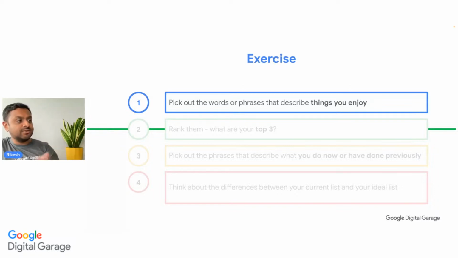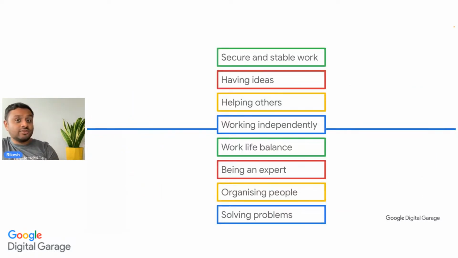As you can see here with number 1, it says pick out the words or phrases that describe things that you enjoy. What I'm about to show you in just a moment are 8 phrases which typically represent things that we enjoy about doing at work. I want you to pick a minimum of 3. You can pick more than 3, you can write down all 8 in the left-hand side column, but I want you to jot down a minimum of 3. So these are the 8 phrases: secure and stable work, having ideas, helping others, working independently, work-life balance, being an expert, organizing people, and solving problems.